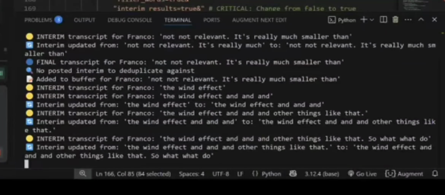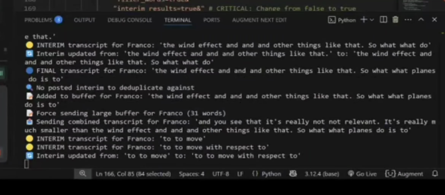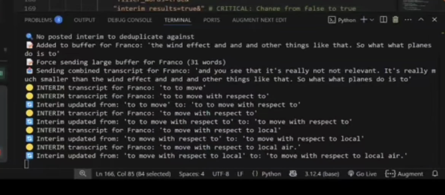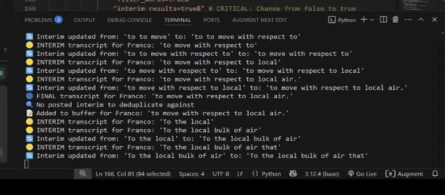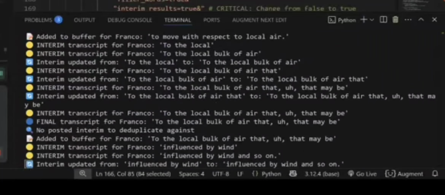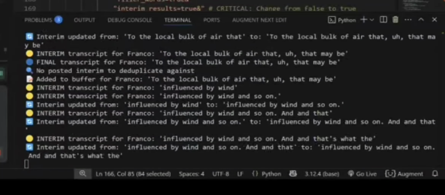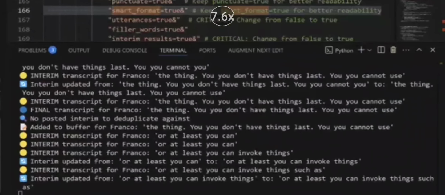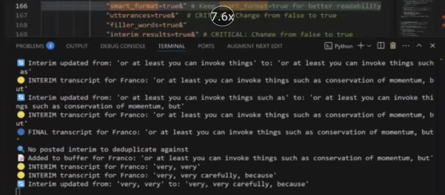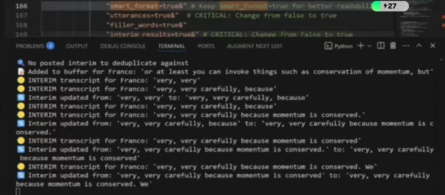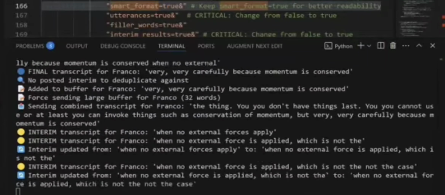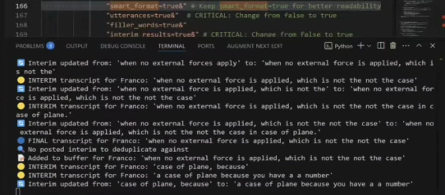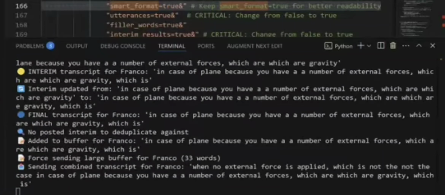So what planes do is to move with respect to the local air, to the local bulk of air that may be influenced by wind and so on, and that's what the engines are doing. And you can invoke things such as conservation of momentum, but very, very carefully, because momentum is conserved when no external force is applied, which is absolutely not the case for a plane, because you have a number of external forces, which are gravity, air resistance, engines, and so on.